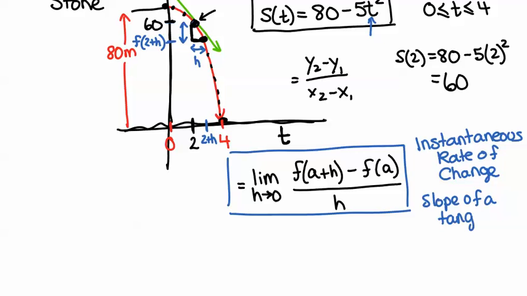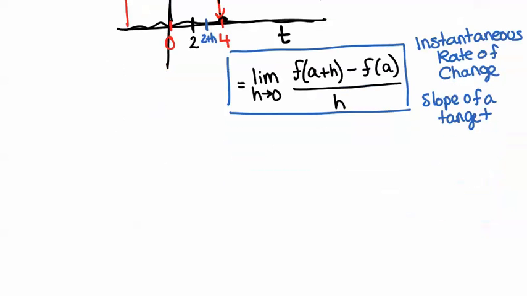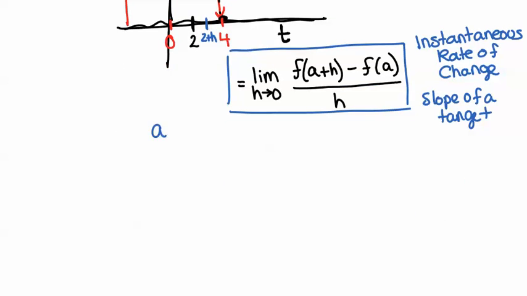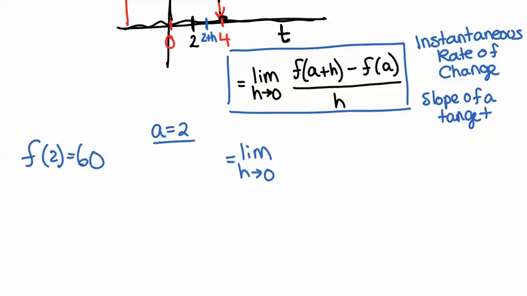We're going to use this equation. So in this example, a is actually equal to 2 because we're trying to find the slope at t equals 2. Okay, so I write limit as h approaches 0 every time. I already knew f of a, I already knew f of 2 is equal to 60, or s of 2, I guess in this case it's an s. S of 2 is equal to 60 when the time is equal to 2.